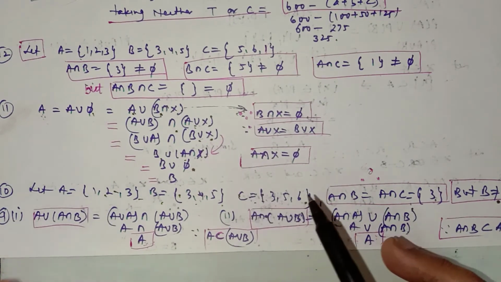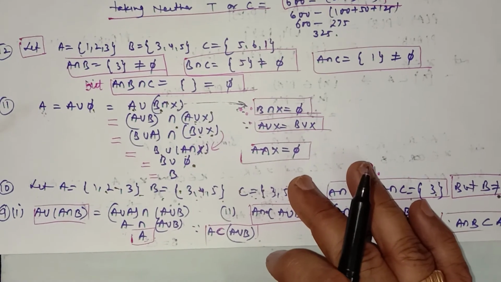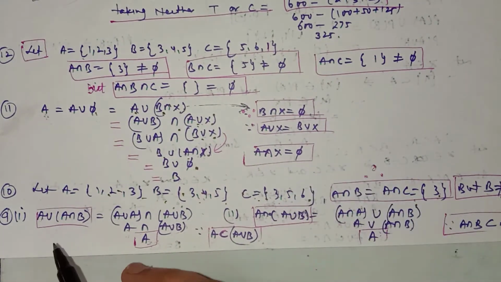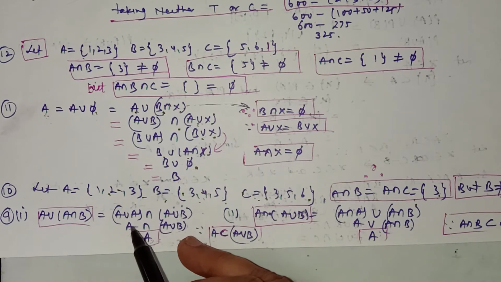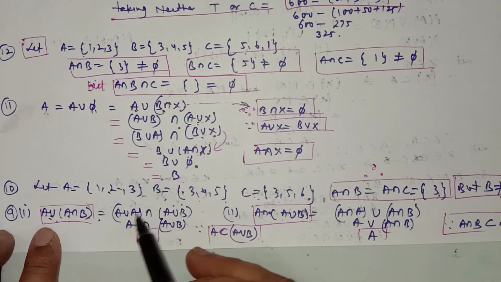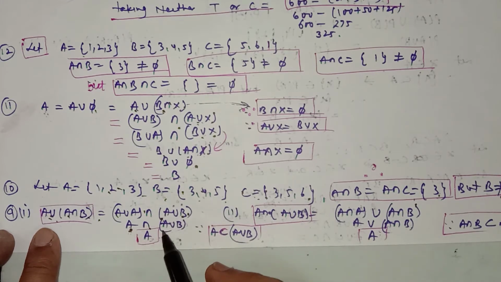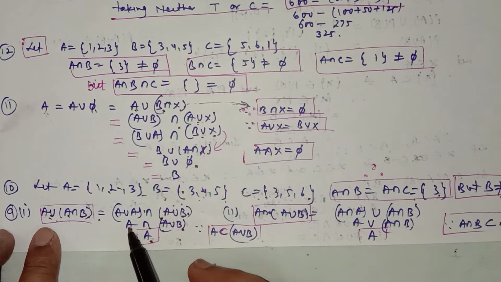Now when you have to prove something false, you can prove it by taking an example, but whenever you have to prove something true, then you have to prove it theoretically. So be very careful. In question number 9, using the properties of sets, you have to prove that A union A intersection B is equal to A. So I'm starting with the left hand side, A union A intersection B. Using the distributive law, A union A is equal to A, and A union B is given. So A intersection A union B will be equal to A, because A is a subset of A union B. That is why it is equal to A.